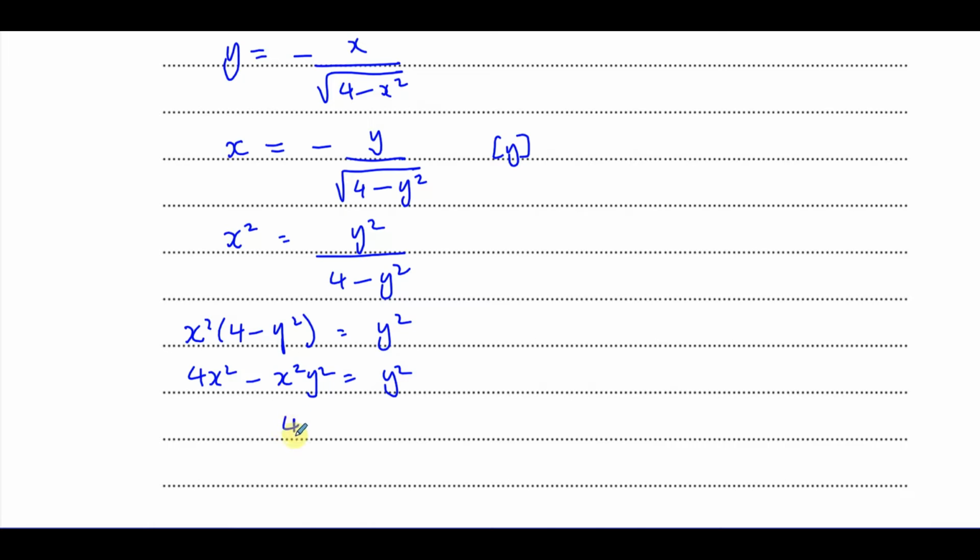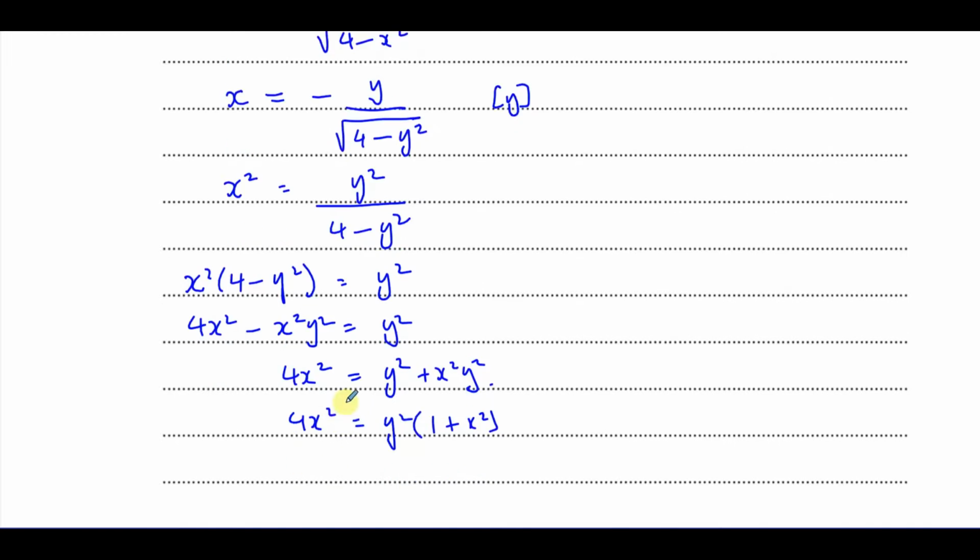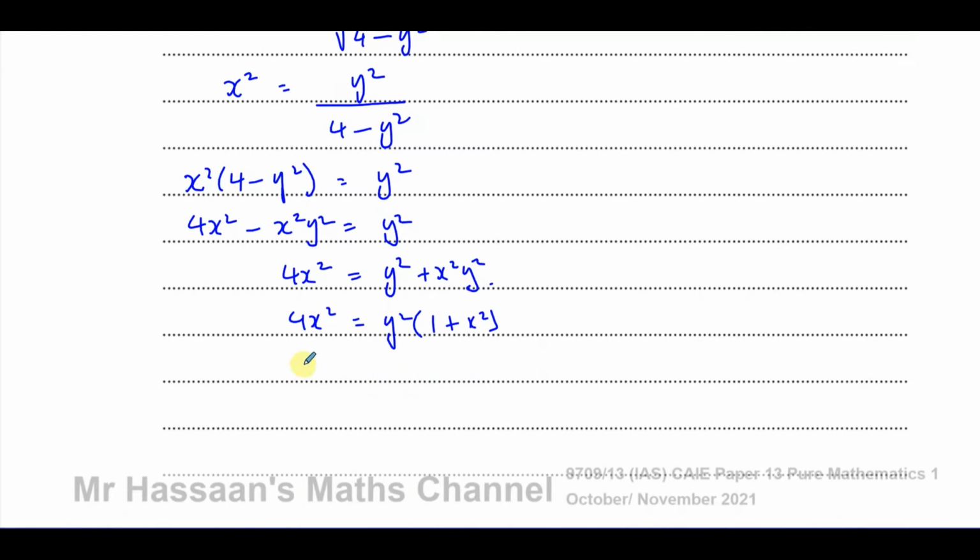Now I'm going to rearrange it so that the y squareds are both on the same side. So I'll have y squared plus x squared y squared, and now I can take y squared as common. So I'll have 1 plus x squared. On this side I've got 4x squared, and now I can divide both sides by 1 plus x squared. So I have 4x squared over 1 plus x squared equals y squared. So y is going to be the square root of all of this, 4x squared over 1 plus x squared.